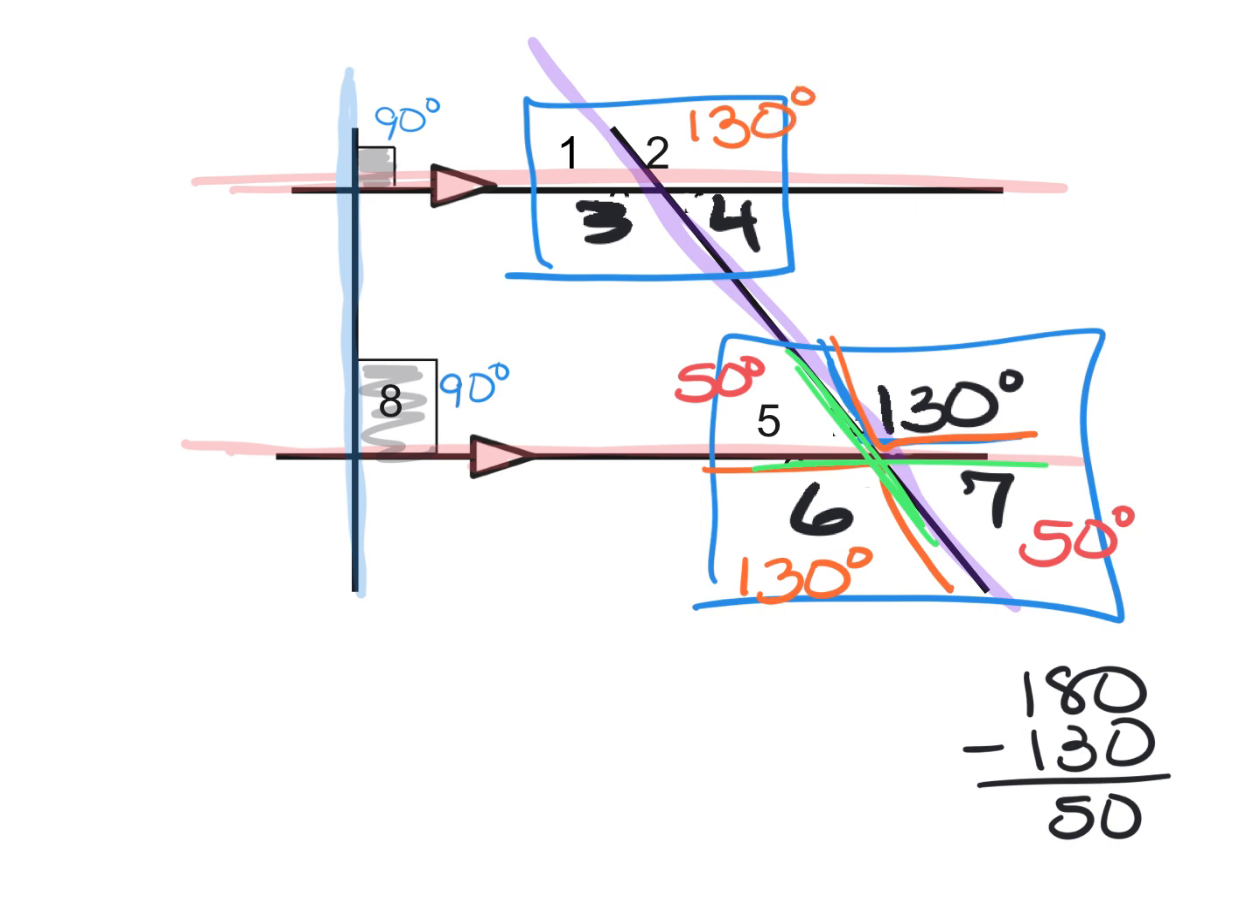What would be an alternate interior angle to 5? Alternate interior to 5.